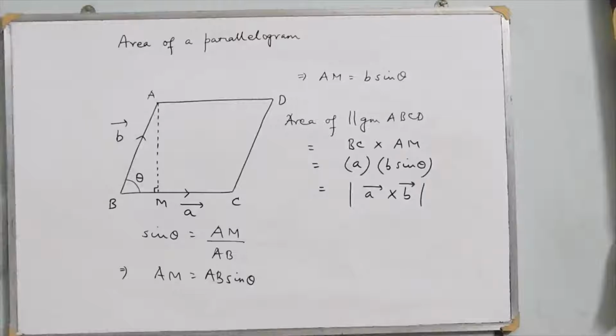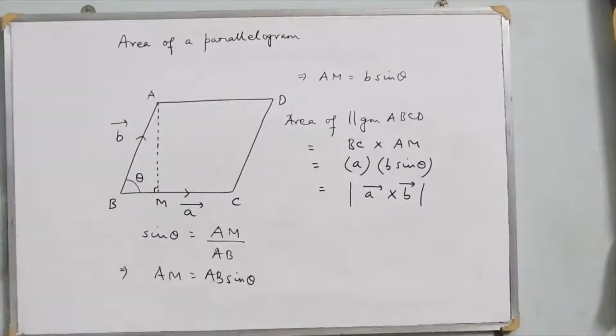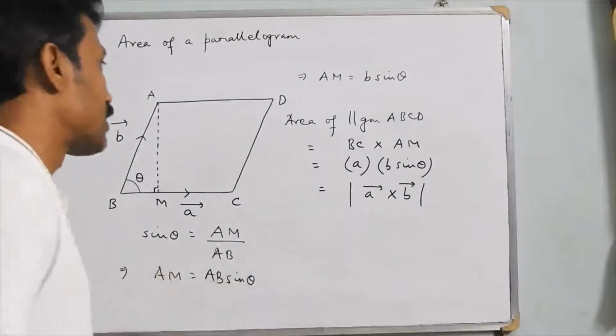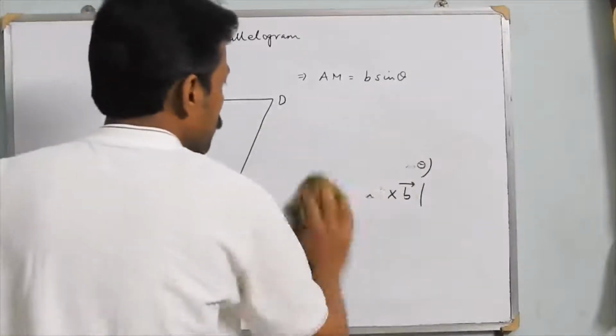If we follow this, we can also find the area of a triangle. So suppose instead of the parallelogram we have a triangle, suppose the triangle is ABC, then also we can find its area, and that will be half of A cross B. So if you have copied it, I can omit this one.